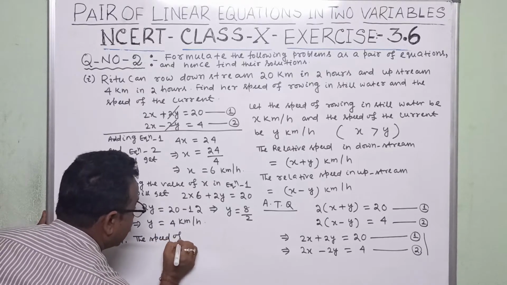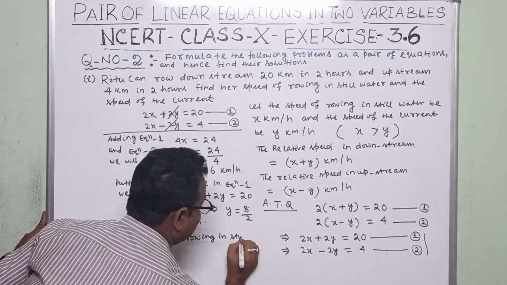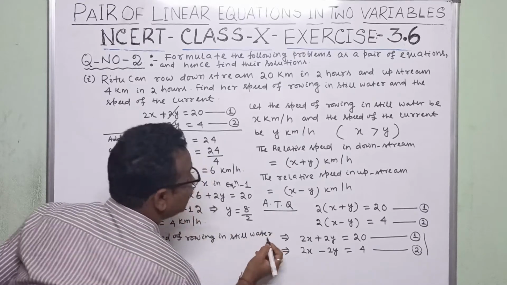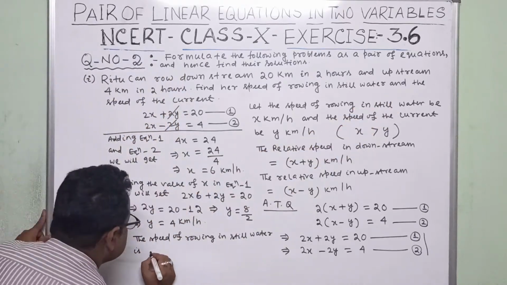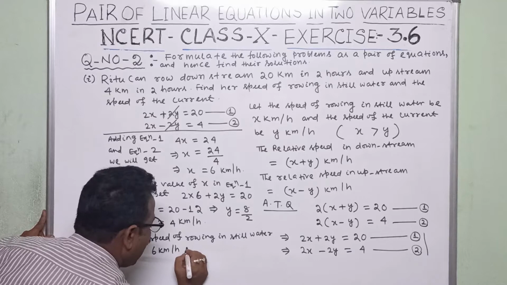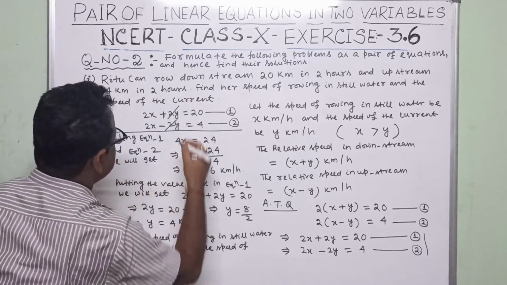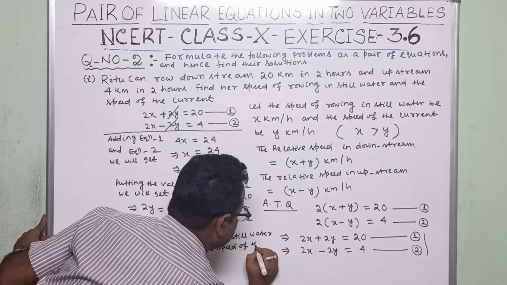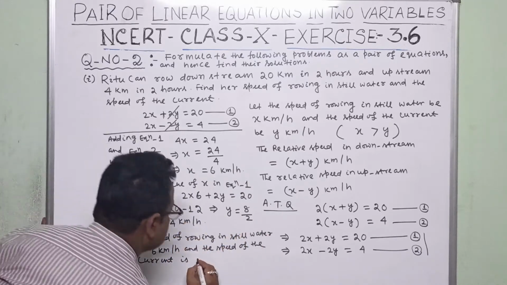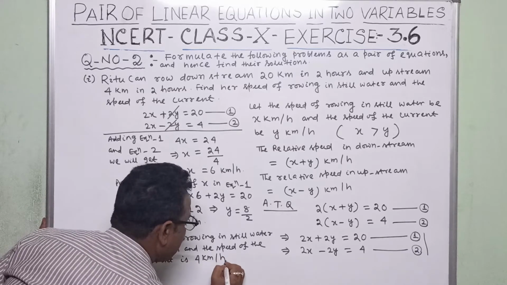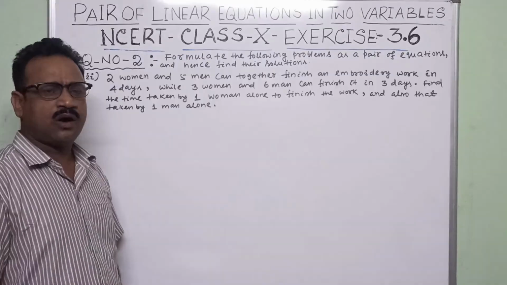Now, therefore, the speed of rowing in still water is what? Speed of rowing is x. So what is the value of x? 6. So 6 km per hour, and the speed of the current is y, which is 4 km per hour. So this is the required solution. Note it down. Now move on to part (ii).